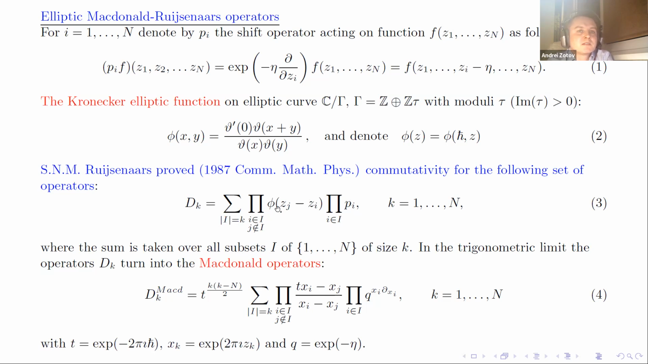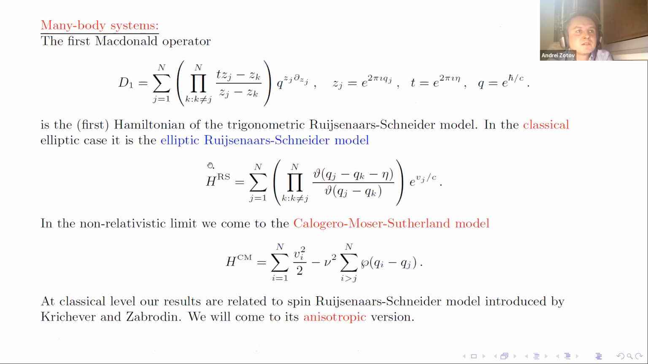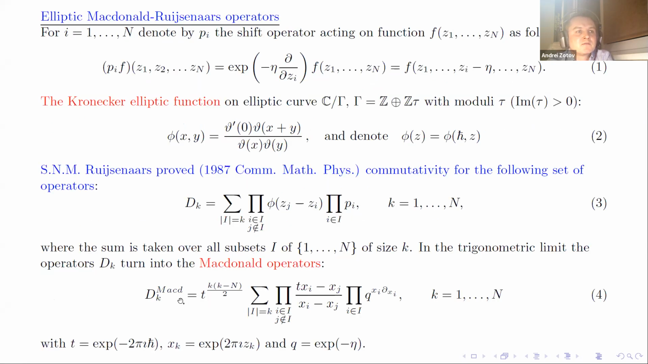And in the trigonometric limit, using some simple definitions, one can reproduce the also widely known Macdonald operators. So they are also included into this family. And for example, the first Macdonald operator is given here. It happens because for the first operator, this subset I consists of one index, and here we have the difference of arguments. One argument belongs to this subset.